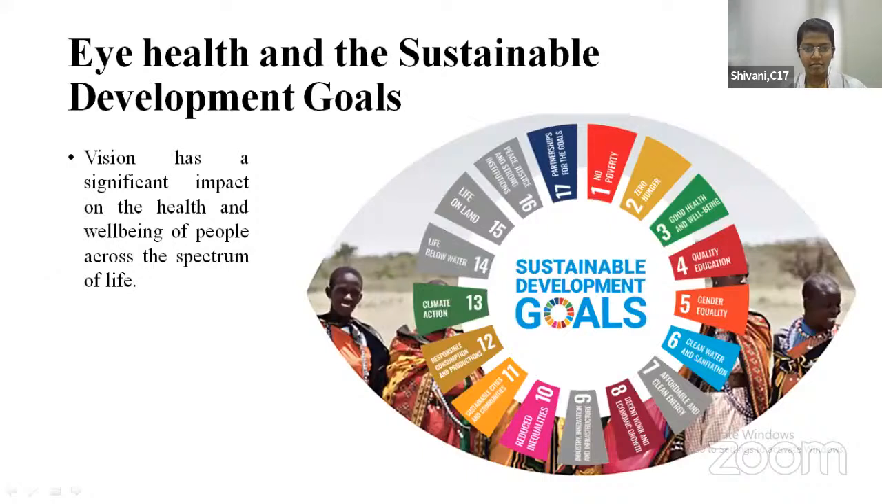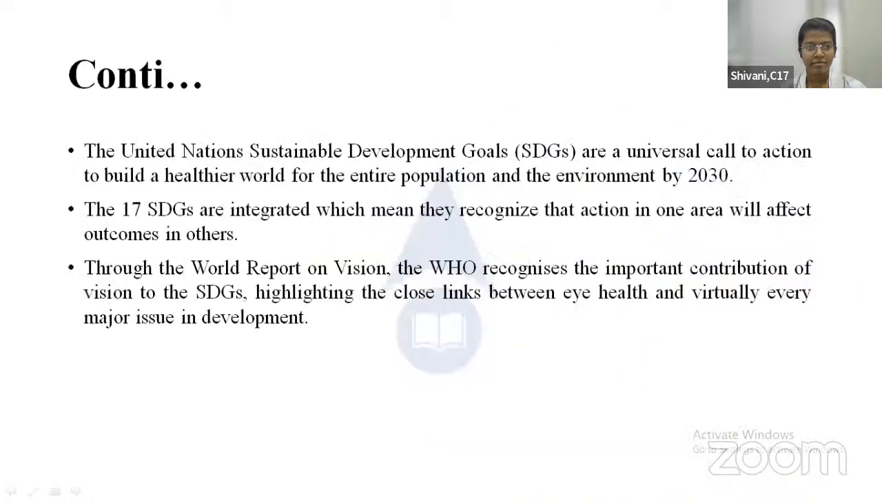Eye health and Sustainable Development Goals. Vision has a significant impact on the health and well-being of people across the spectrum of life. The United Nations Sustainable Development Goals are a universal call to action to build a healthier world for the entire population and the environment by 2030.